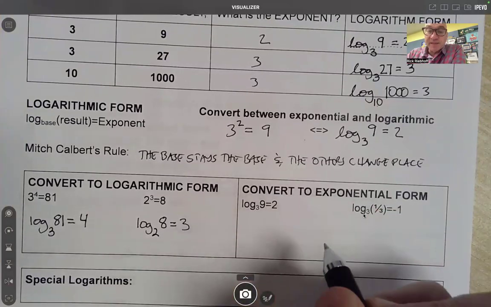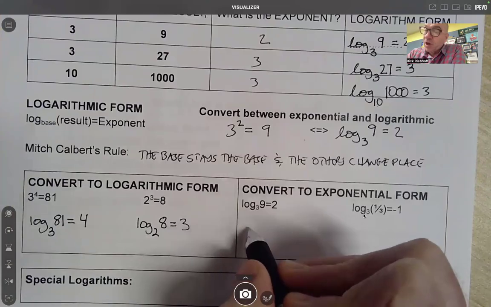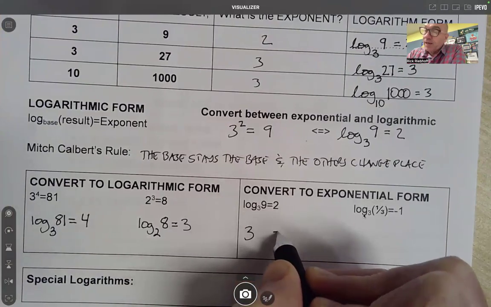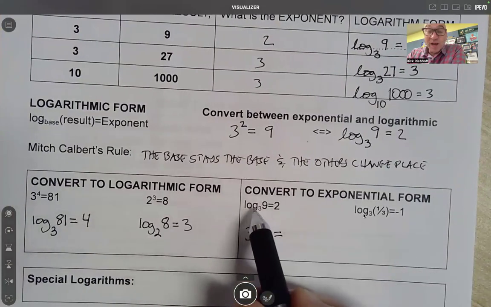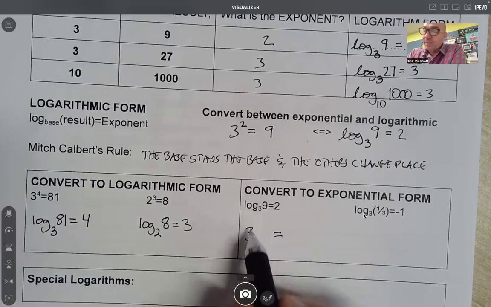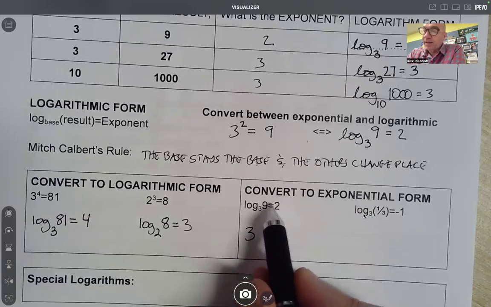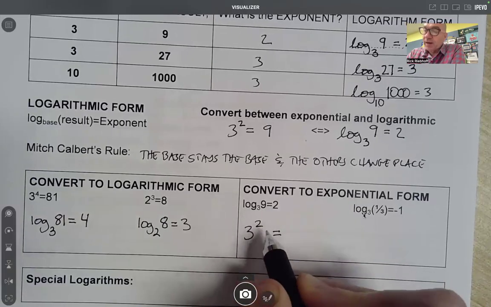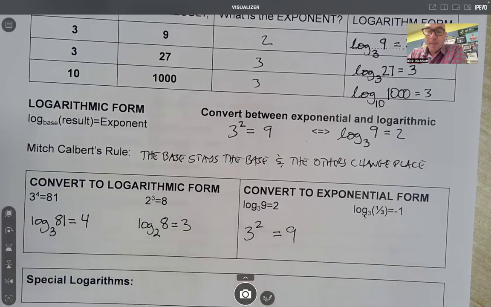Again, base stays the base and the others change place. So the base of the log is 3. I'm going to put an equal sign. The log goes away because we're going away from logarithmic form. So we're converting into exponential form, right? So the base stays the base. The other two are going to change place. So we'll get 3 squared equals 9.